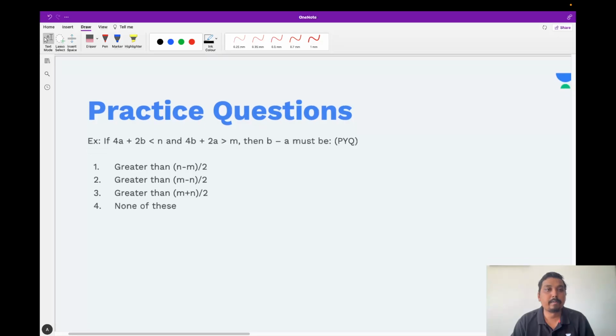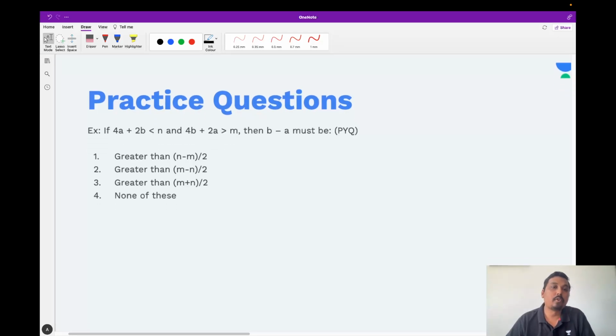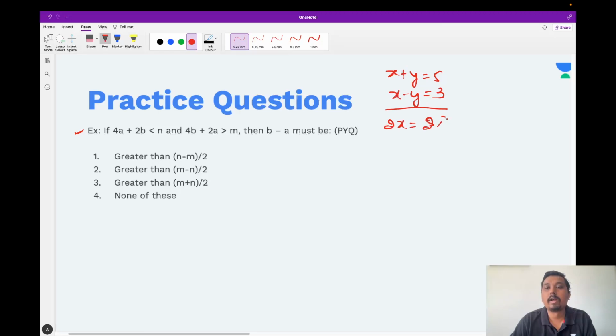Now this is one of the most important questions. Why? Because people know how to solve an equation which is balanced. x plus y is equal to 5 and x minus y is equal to 3. If I add those two, I will get 2x is equal to 2 and I will get x is equal to 1. I will put x is equal to 1 and get y is equal to 4. So with this, I will get my answer. I'm just discussing this in general, I'm not solving anything here. This is how you solve linear equations.